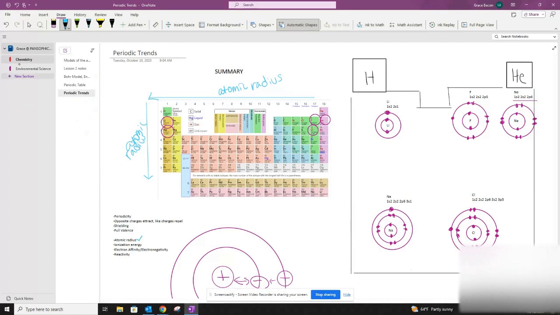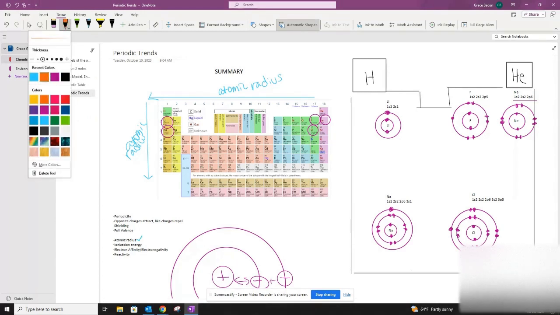All right, so our next trend that we're going to talk about, we've done atomic radius, got that. Our next trend is ionization energy. What ionization energy refers to is the amount of energy that it takes to pull away one electron, to get rid of one electron. Remember, when you lose an electron, you're forming a cation, or a positively charged ion. So how much energy would it take for this atom to turn into a positive ion? That's what that term means.